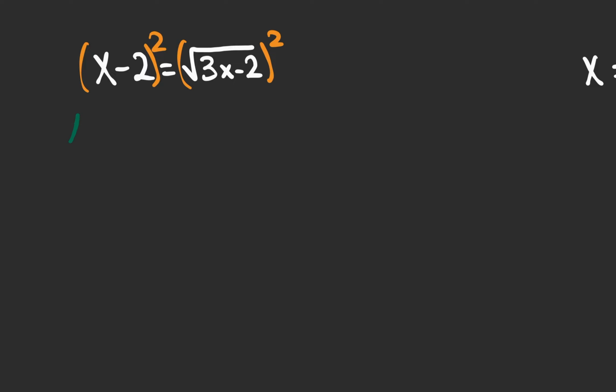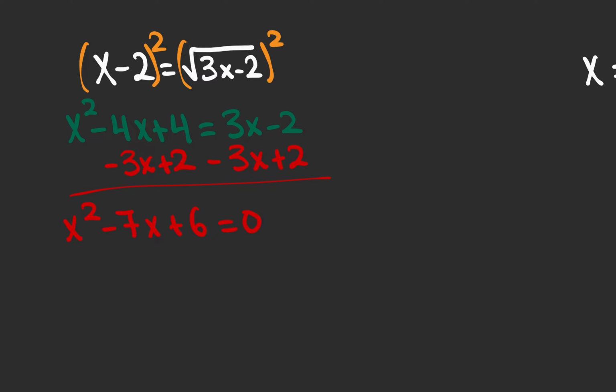This will now leave me with x squared minus 4x plus 4 is equal to 3x minus 2. I will then move all the terms to the left-hand side because that's the side that contains the x squared. So I do minus 3x plus 2, minus 3x plus 2. This will now leave me with x squared minus 7x plus 6 is equal to 0.